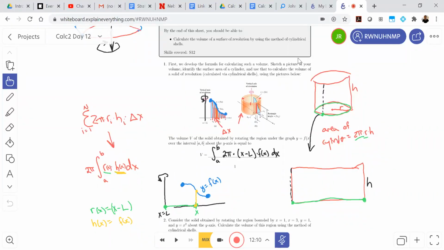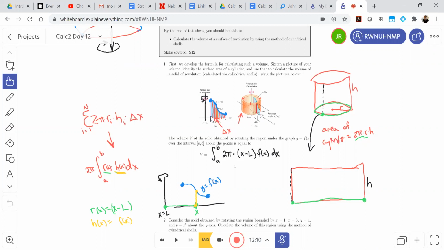Do we want to measure volume using the disk or washer method, or do we want to measure it using cylindrical shells? So not only do we learn a new method, but we also have to begin to think about which method is the best method to use in a given situation. And that's brand new for us. So let's see, where did we leave off?